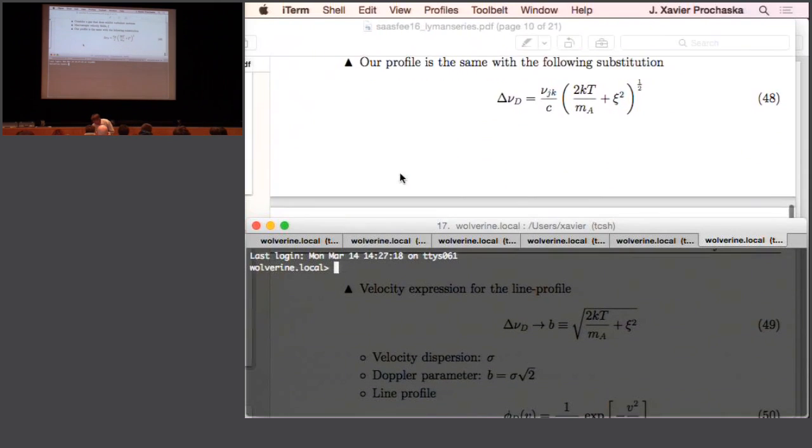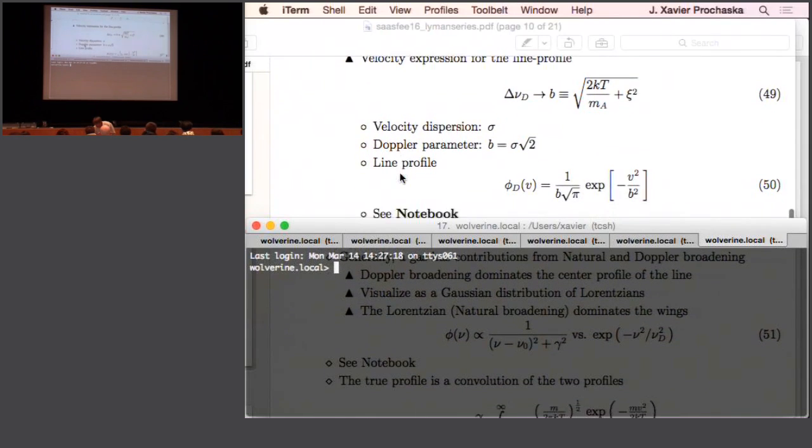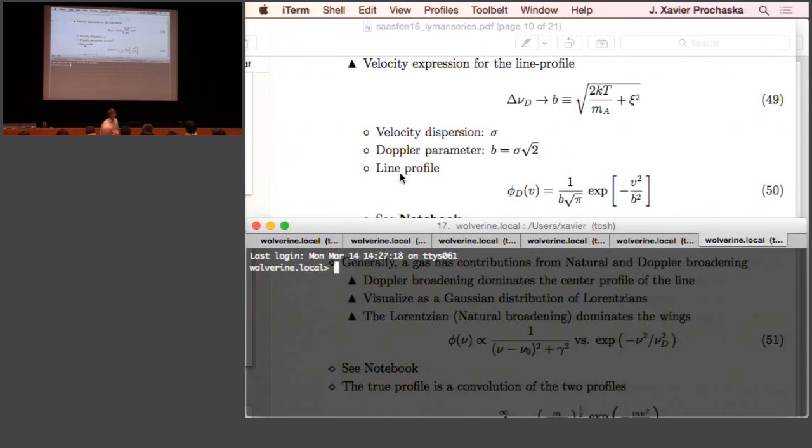More intuitively, I think it's useful to convert from frequency space to velocity space and introduce the so-called Doppler parameter, the b value, a fundamental measure of the absorption line. And so b now is in velocity, kilometers per second, if you will. And you can then, with a Jacobian transformation, convert our frequency line profile into a velocity line profile. And it just has this simple form, again an exponential looking, Gaussian looking line profile.